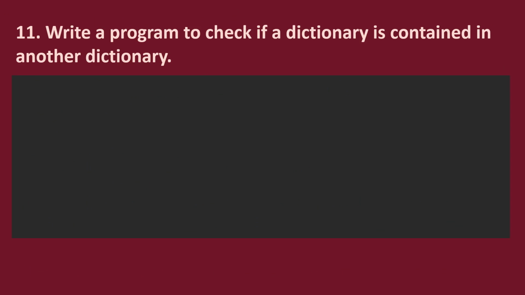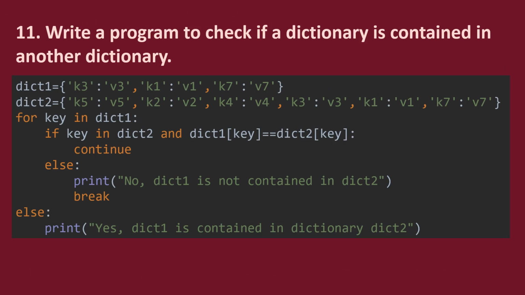Now write a program to check if a dictionary is contained in another dictionary or not. So here you can see dict1 has some key value pairs and dict2 also has some key value pairs. So we have to search, that means if dict1 has k3 with value v3, then that key value pair must be present in this dict2. That means all the key value pairs that are there in dict1, if those are there in dict2, then we can say that dict1 is contained in the dictionary dict2.